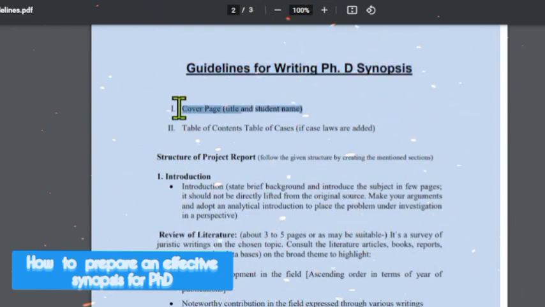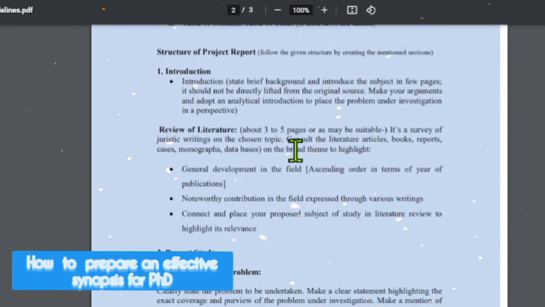Obviously, all synopses will have a cover page with the title, name of the student, name of the supervisor, year when you are going to submit it, and name of the research center, and the second page in most cases is going to be the table of contents. What is the structure of a project report or synopsis? You always start with the introduction, which usually is 2 to 3 pages. Here you give the background and introduce the subject in a few pages.